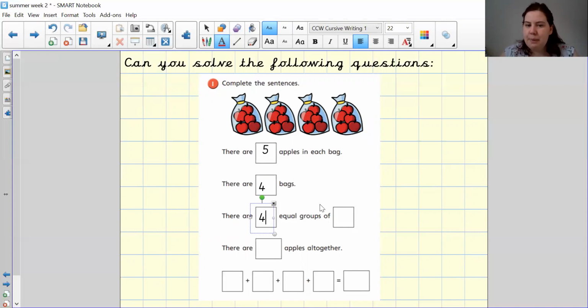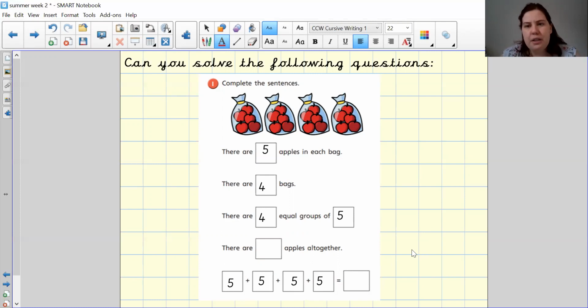And how many is in each bag? Well, we've already worked out that it is 5. How many are there all together? So before I do that, I'm going to write out a number sentence. So I want to know how many is in a bag. Well, we know there is 5. So 5 plus 5 plus 5 plus 5 equals.